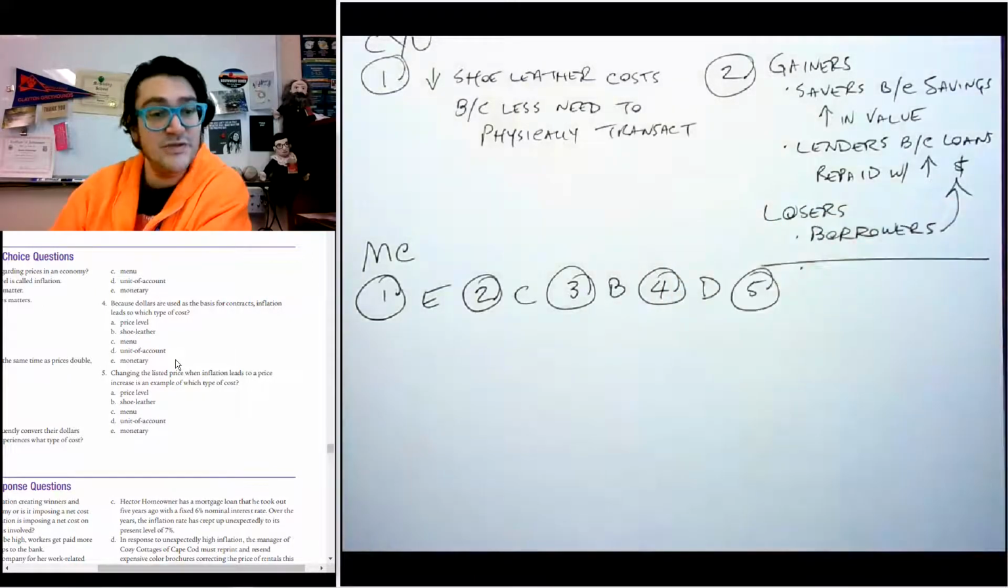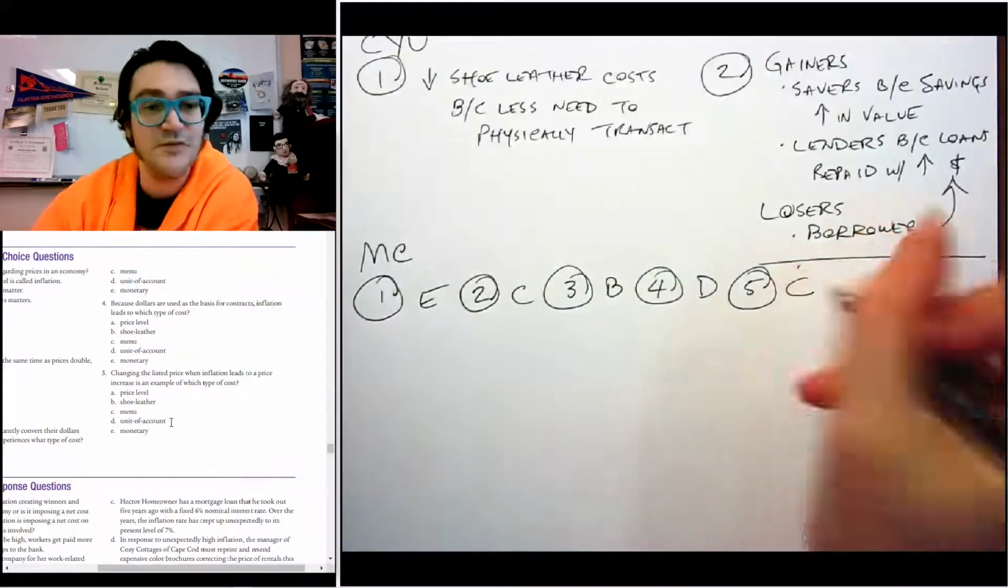Number 5, changing the listed price when inflation leads to a price increase is menu costs. That's kind of the definition of menu costs.